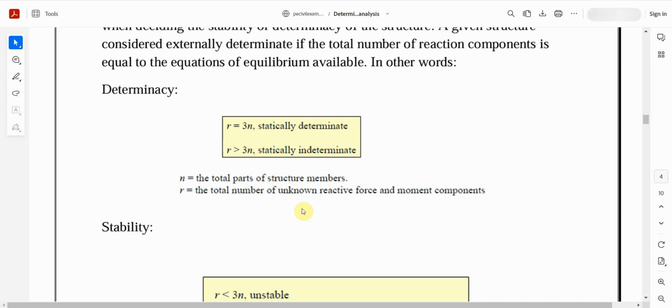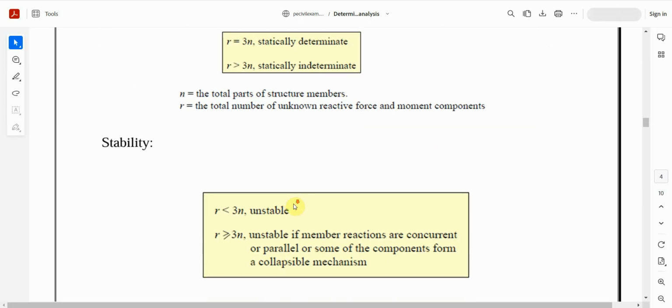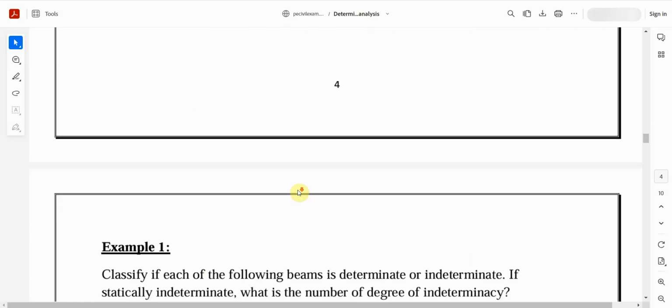However, it is possible for us to have r less than 3n or greater than 3n. When r is greater than 3n, that means the structure is statically indeterminate. And when it is less than 3n, that means the structure is unstable. Now let us go to the examples.